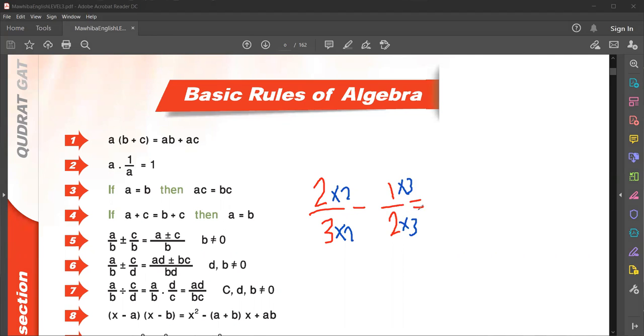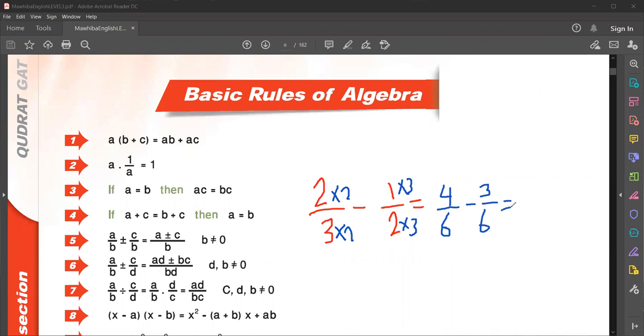Yes, I know. 2 times 2 equals 4, and 3 times 2 equals 6, minus 1 times 3 equals 3, then 2 times 3 equals 6.